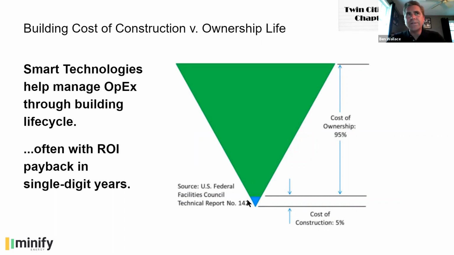One other note is just the importance of consideration of upfront investment at the time of build. Smart technologies help. If you look at this model, it shows the 5% of total cost for life cycle of a building being that blue point at the tip, which is the design build construction piece, whereas the cost of ownership is 95% of the cost.